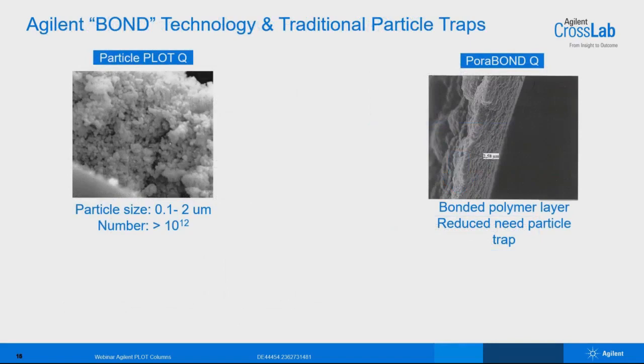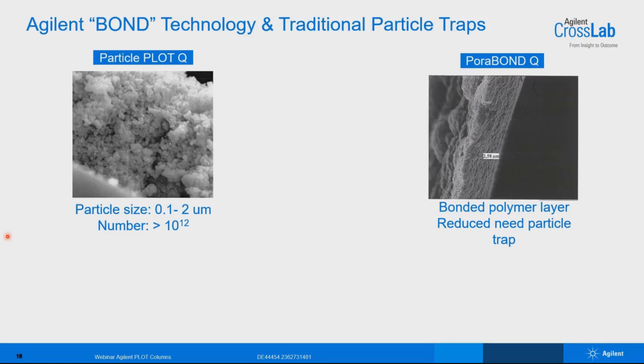The PoraPLOT Q and HP-PLOT Q have been tremendously popular since they were introduced in the 1980s. These columns, however, have some characteristics which are a little bit less desirable. A potential particle loss is one of them. Unstable baselines and detector spiking can be the result, and a change of technology was needed.